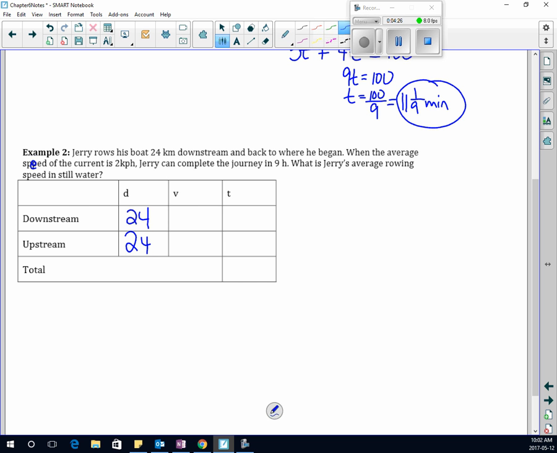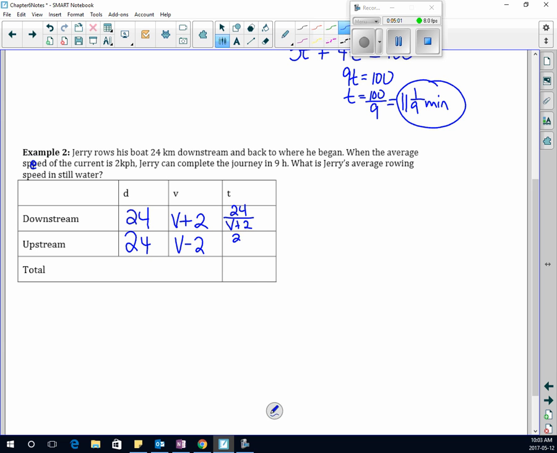It's saying that the average speed of the current is 2 kilometers per hour. So you have to know something about downstream versus upstream. If you're going downstream, the current is pushing you. So Jerry's speed, or his velocity, will gain 2 kilometers per hour because of the current. Versus going upstream, the current is working against you, so that would be v minus 2. The formula for time is distance divided by velocity, so that means it would be 24 divided by v plus 2.